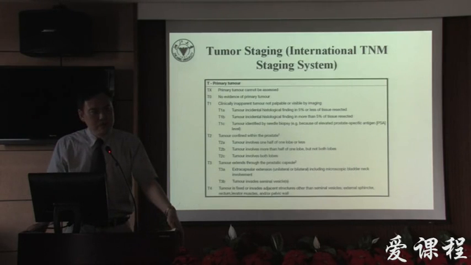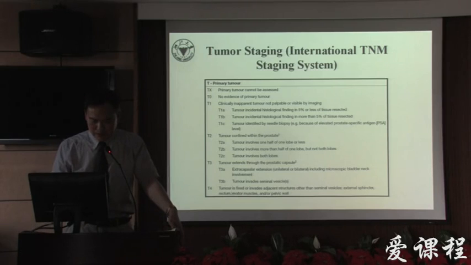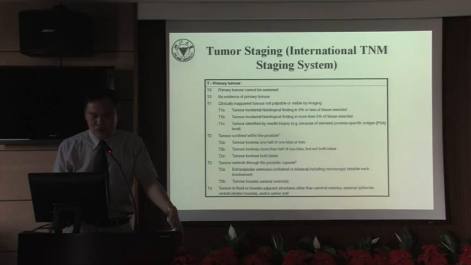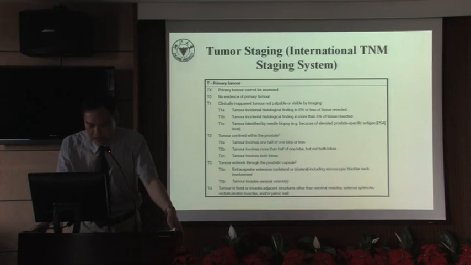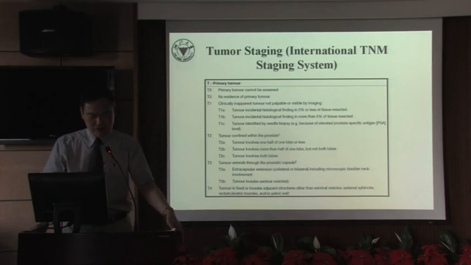And also it's very important to stage prostate cancer. It's very important for decision making in the treatment of prostate cancer. And we quite often use the international TNM staging system to stage prostate cancer. The T here means primary tumor. TX means primary tumor cannot be assessed. T0 means no evidence of primary tumor. And T1 means clinically inapparent tumor, not palpable or visible by imaging.